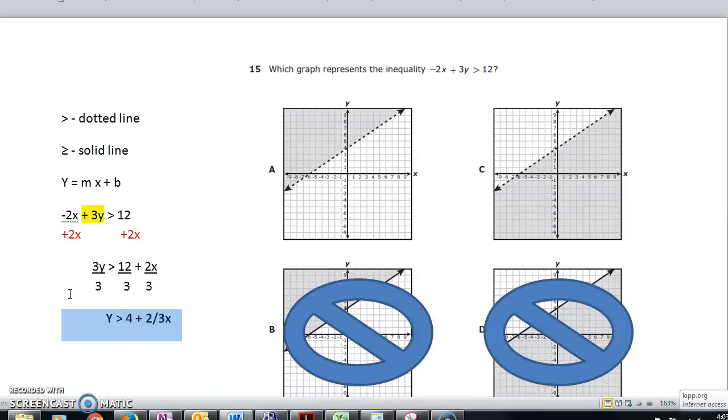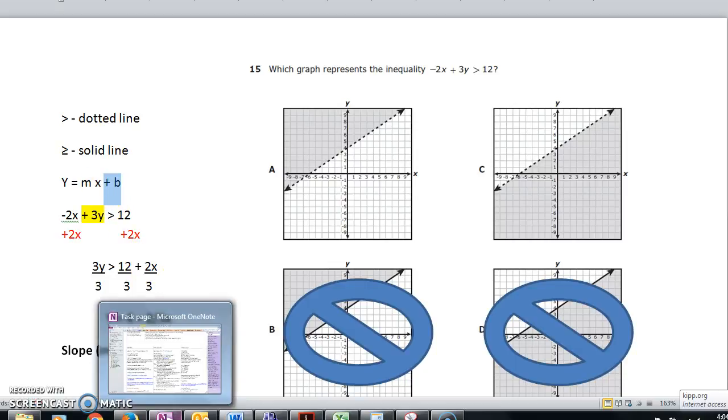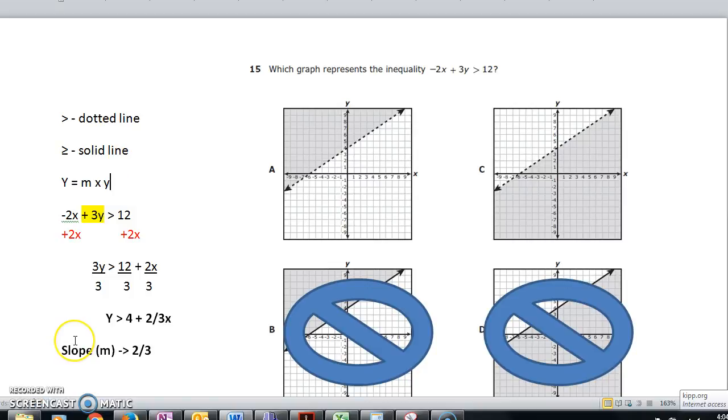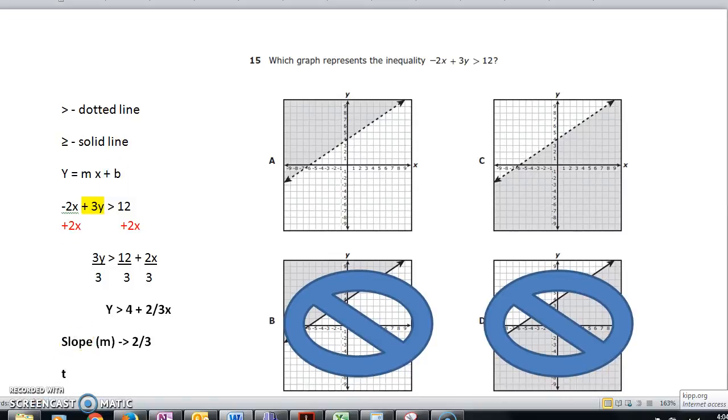Alright, since this is my inequality, I should be able to check what my slope and my y-intercept are based on the m and the b. The number that is right in front of the x, the coefficient of x, that's my m, that's my slope. So in this case, my slope, which is m, is 2/3, and the number hanging out all by itself is my b, which is my y-intercept. So my y-intercept, which is my b, is positive 4.